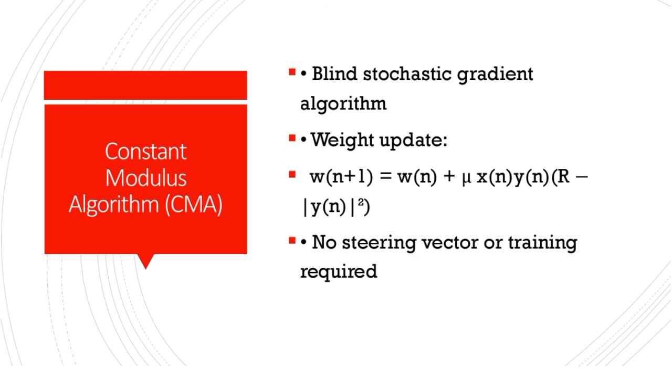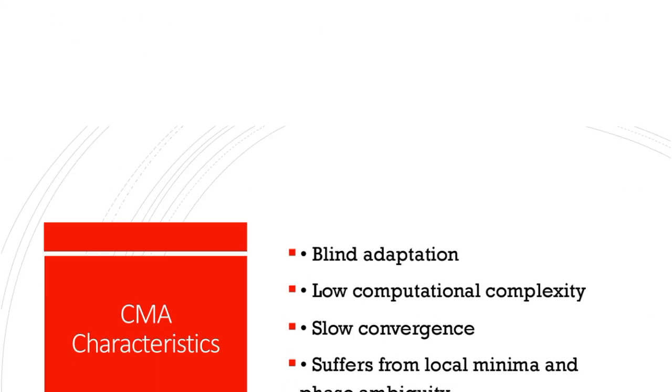Here we use the blind stochastic gradient algorithm. The weight update is: W of n plus 1 is equal to W of n plus mu times x of n times y conjugate of n times R minus the modulus of y of n, the whole squared. The mu is nothing but the step size. W is the weight vector, and x of n and y of n are the input and the corresponding output. Here we need no steering vector or training sequence.